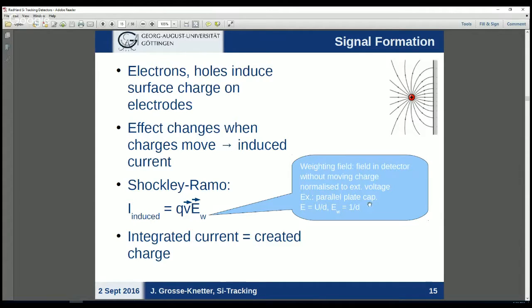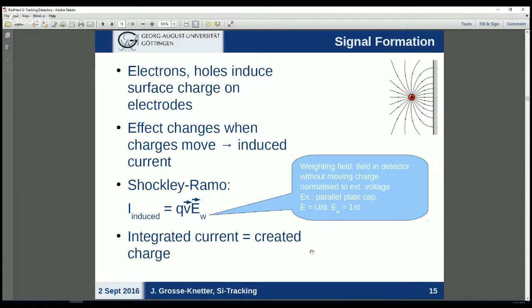As an example, for a parallel plate capacitor, so two opposing flat electrodes, the electric field is U divided by the distance d, and the weighting field, as it's called, or the Shockley-Ramo field, is just that field normalized to the voltage, so 1 over d. It's more complicated for different electrodes. I'll come to that. Anyway, our task is to detect and integrate the current, and the total integrated current is the created charge in our semiconductor. That's what we want to measure.